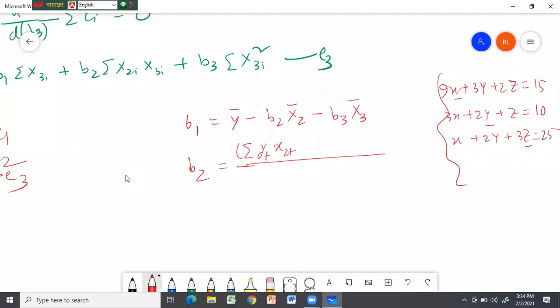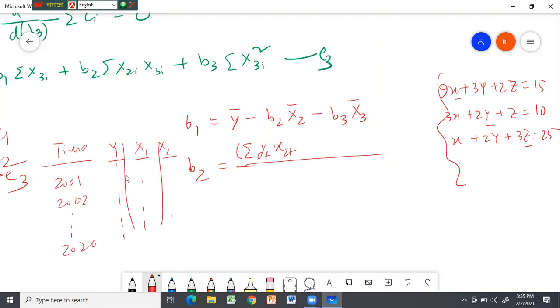More specifically, your data series is given like this: this is your time, this is your y, this is your x1, this is your x2. Here your observations are given, here your samples are given, and your time is 2002 to 2020. So these 20 years of observations are given with the respective dependent variable y and independent variables x1 and x2. In that case, your subscript will be t, which shows the time series data.